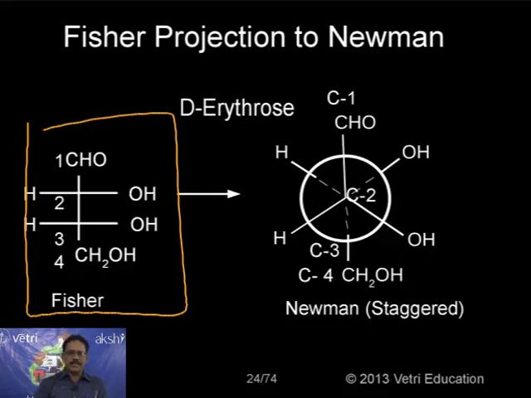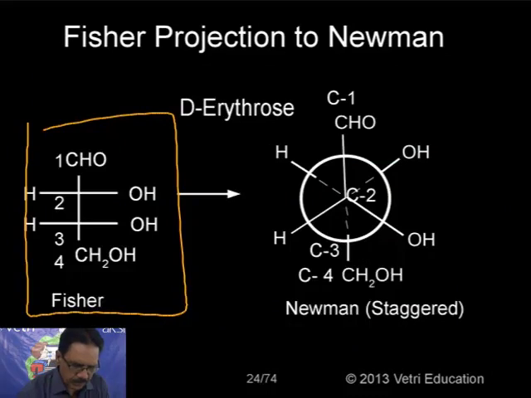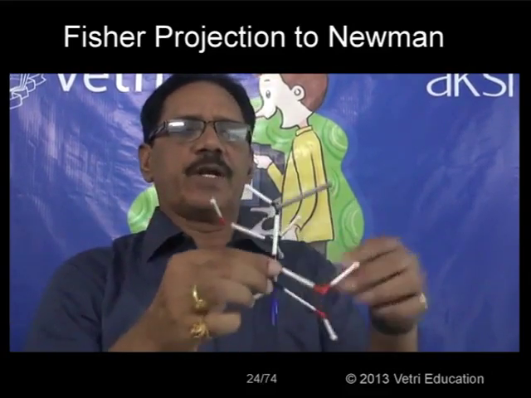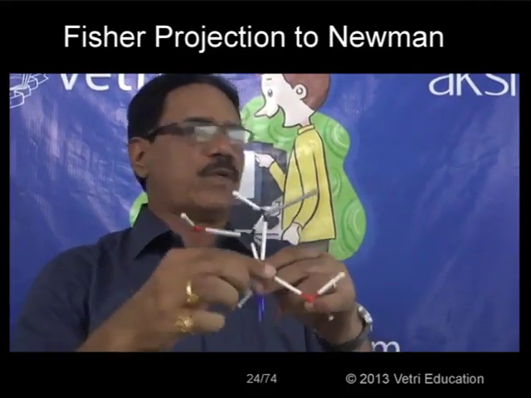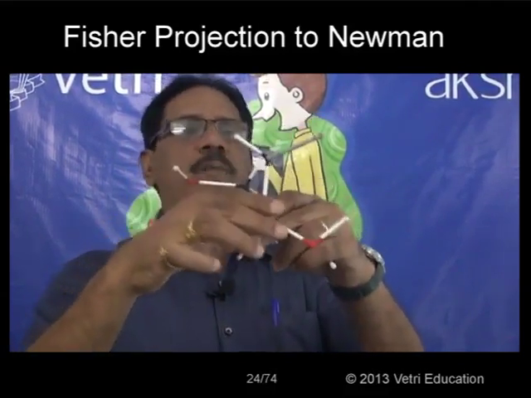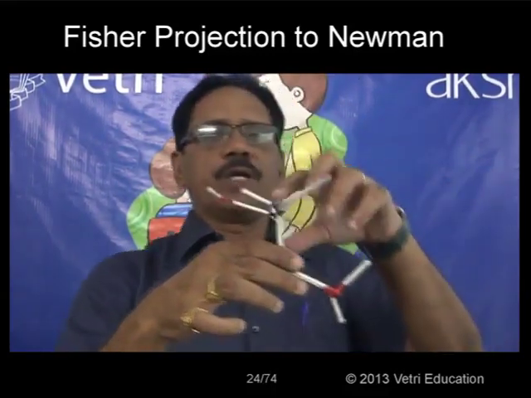What you are seeing in the model is D-erythrose. I was using lactic acid earlier. This is the aldehyde group, CHO, correspondingly. Now you have to think. By rotating this Fischer projection model, I can show you how you can view the Newman projection.